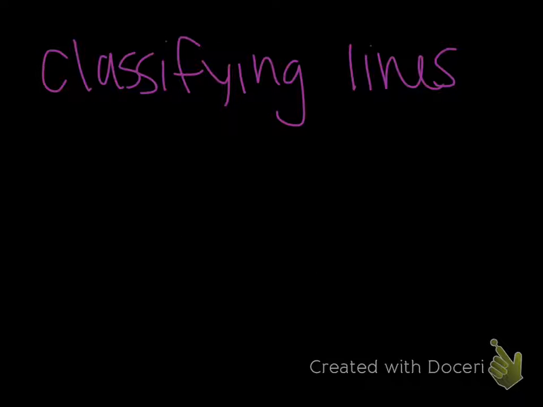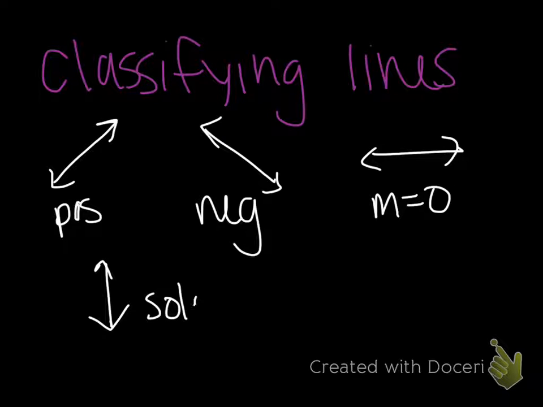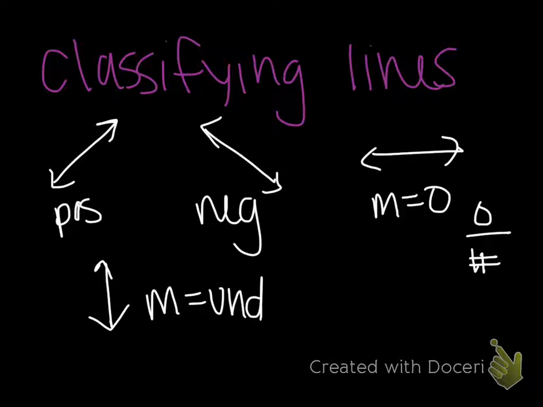So just a quick review of classifying lines. This is what a positive slope would look like. This is what a negative slope would look like. A line like that has a slope of 0, and a vertical line has a slope of undefined. So this is when our m is undefined. Slope of 0 would be 0 over a number. No, that's not a hashtag, that's the number sign. And for an undefined slope, it would be a number divided by 0.